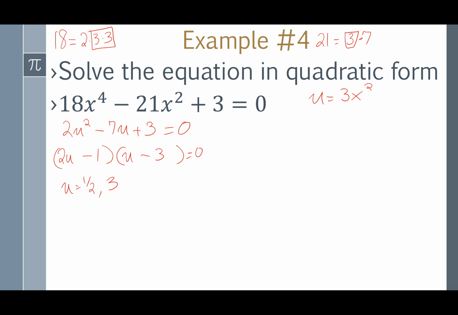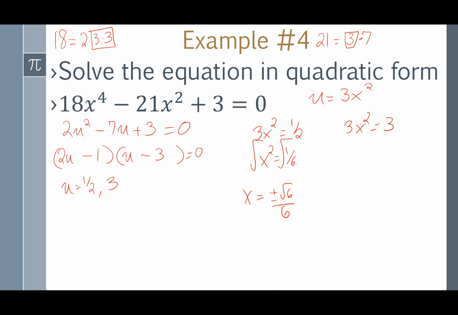But we want to solve for x. So what we now need to remember is that u equals 3x squared, so we need to say 3x squared equals 1/2, and that 3x squared equals 3. Because we need to actually get x. So for the first one, divide by 3 and get x squared equals 1/6, which when we do the square root of that, x will give us plus or minus radical 6 over 6.